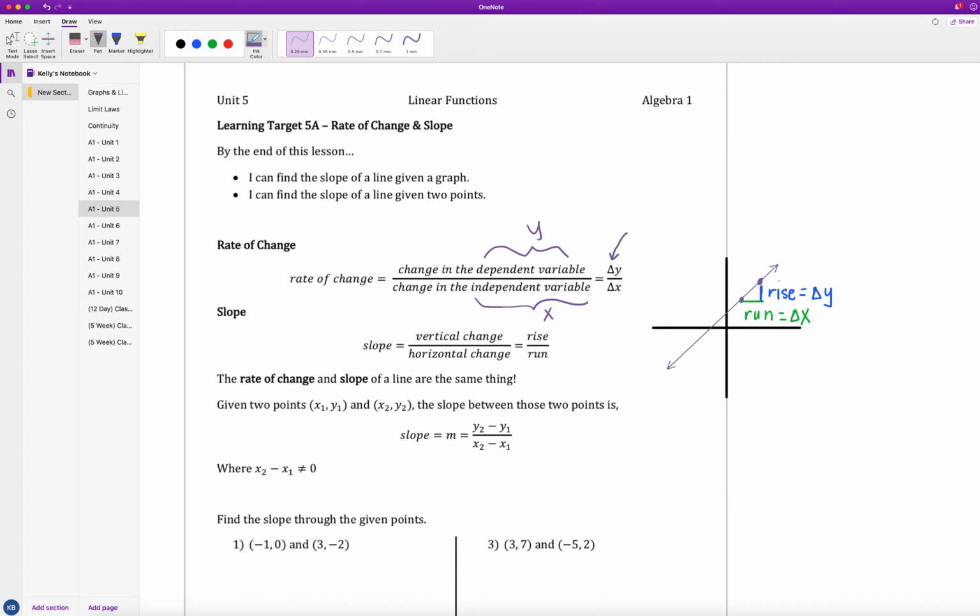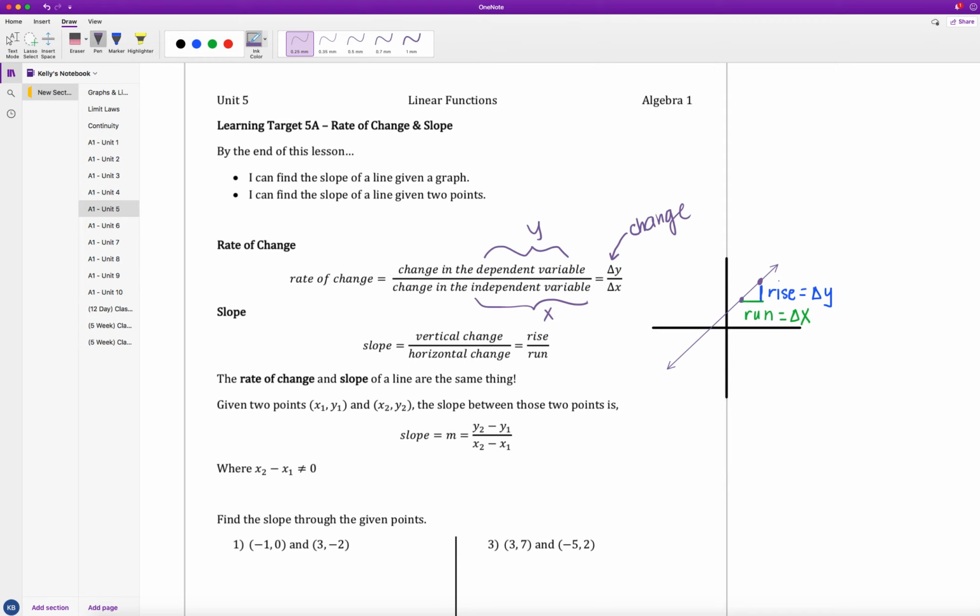So this symbol right here that is a triangle is called a delta. It's a Greek letter, and in math and in a lot of science classes, we use it to represent change. So delta y means the change in the y variables, and delta x would be our change in our x variables. Slope is defined to be the vertical change over the horizontal change, or our rise over our run.